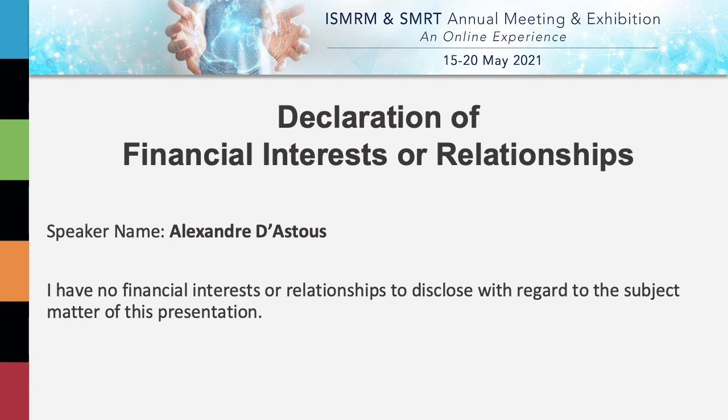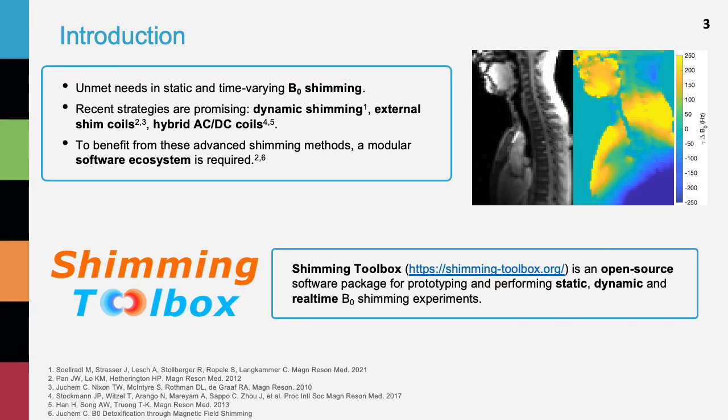As MRI static fields get increasingly stronger, reducing B0 inhomogeneities becomes more important but also challenging. When standard active shimming on commercial systems is insufficient for researchers' needs, alternative approaches such as external shim or hybrid AC/DC coils can be used.